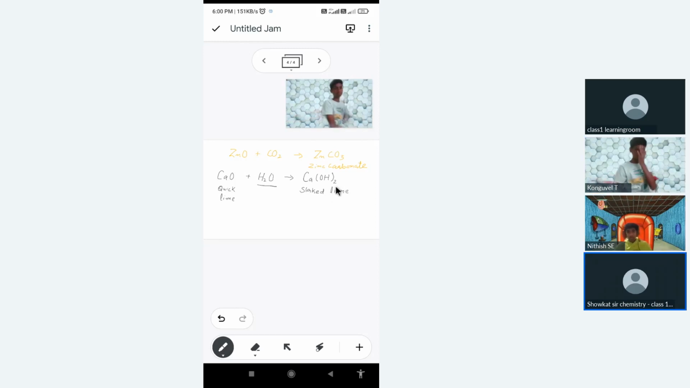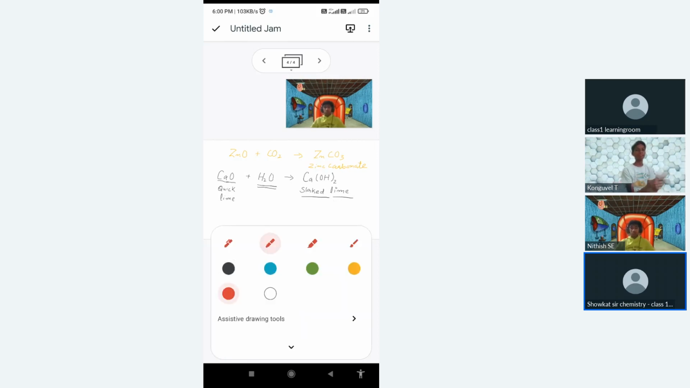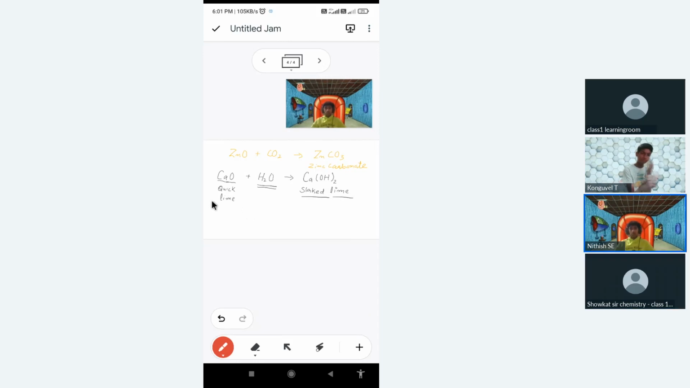Yes, sir. Slaked lime. So I hope you will remember that lime is actually the name given to such a compound which contains calcium in it. So it has calcium, so it is lime. But this is known as quicklime. Calcium oxide is known as quicklime. So it quickly reacts with this water and it forms this slaked lime, that is your calcium hydroxide. So can you tell me, is it a combination reaction? Yes, sir. Exactly, it is a combination reaction because we are only having the single product. Is it right? Yes, sir.